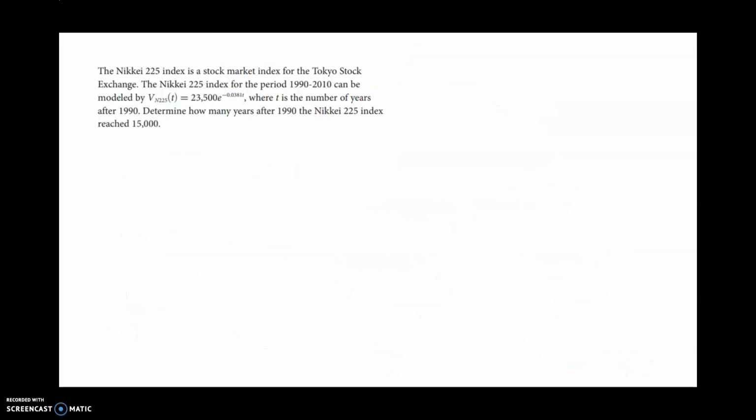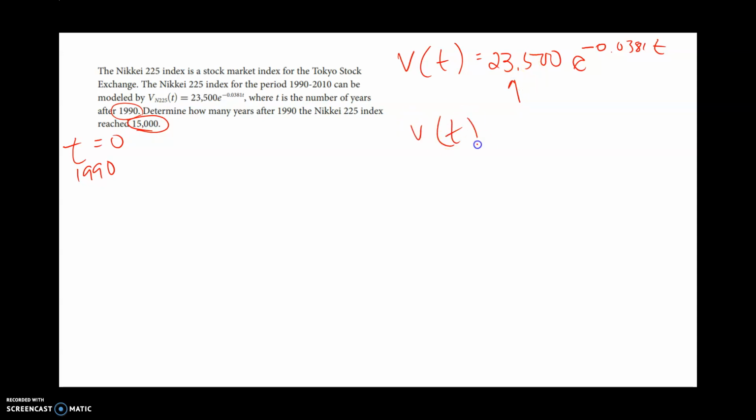Let's try another one. Here's another type of stock exchange, and this is for the Tokyo Stock Exchange. So we have, again, some modeling: 23,500 e to the minus, and this is the number of years after 1990. So that means t equals 0 is 1990, right? Now, notice it wants to know when this thing's dropping. So we've got to adjust our window, but they want to know when will this stock exchange hit 15,000, right?